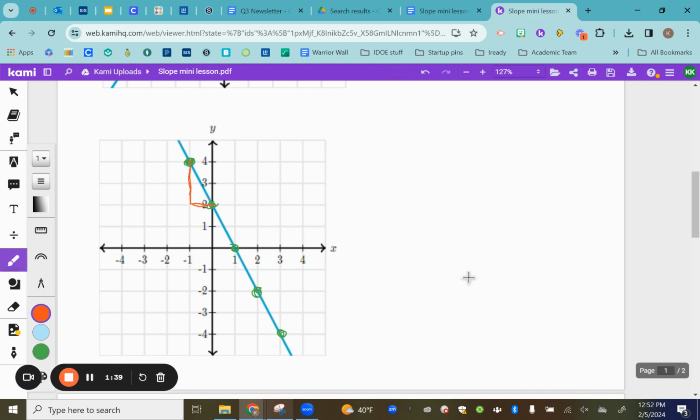So once again, my axis, the x and the y, both go up by 1. So I find my change in y, which is negative 2 because it went down, and my change in x is 1. So my change in y over the change in x is going to be negative 2 over 1. You could just write that as negative 2, or you could leave it negative 2 over 1.